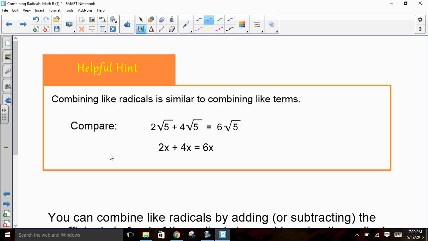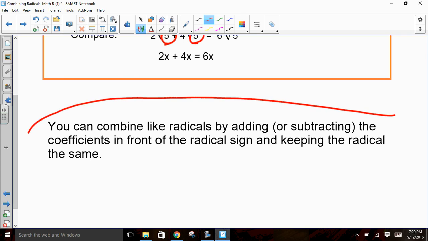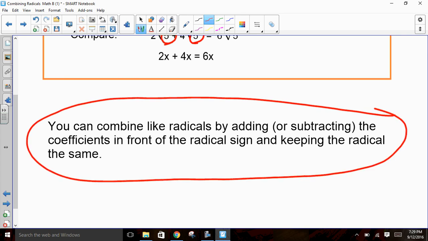Alright, so when I can combine like radicals, what I look for is making sure they're the same. Once I know they're the same, I can go ahead and do whatever operation I'm asked to with the coefficients or the numbers up front. So if 2 square root 5 plus 4 square root 5, 2 plus 4 gives me that 6. The square root of 5 follows with. It's the same thing as saying 2x plus 4x is 6x. We can treat that radical, or in this case the square root of 5, as a variable. So, same idea. Here's just what I said in writing.